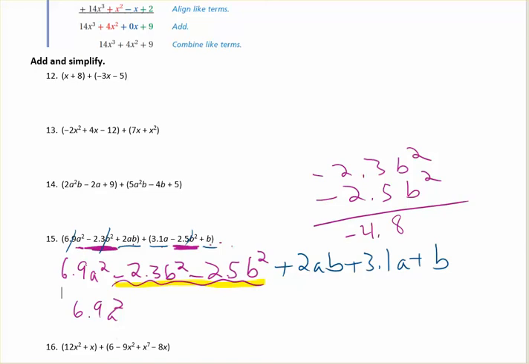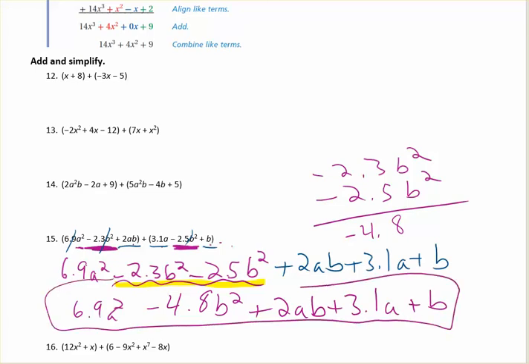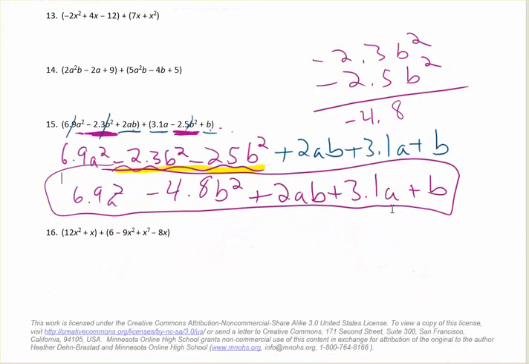So this would be negative 4.8b squared. And the rest of it is just going to get written down because none of these were like terms, so there's nothing you can do with them. And this is your final answer. It's only a little bit simpler than the original problem, but that's what the answer is.